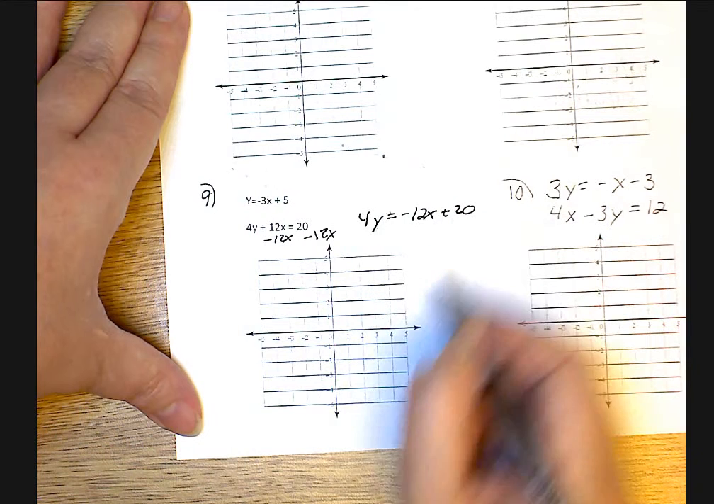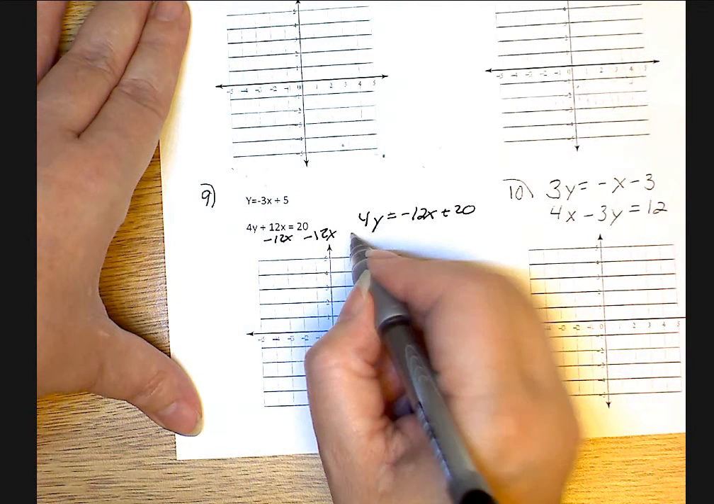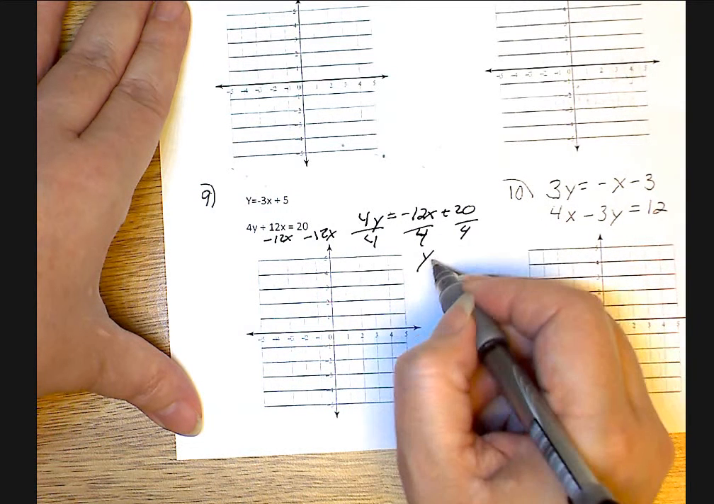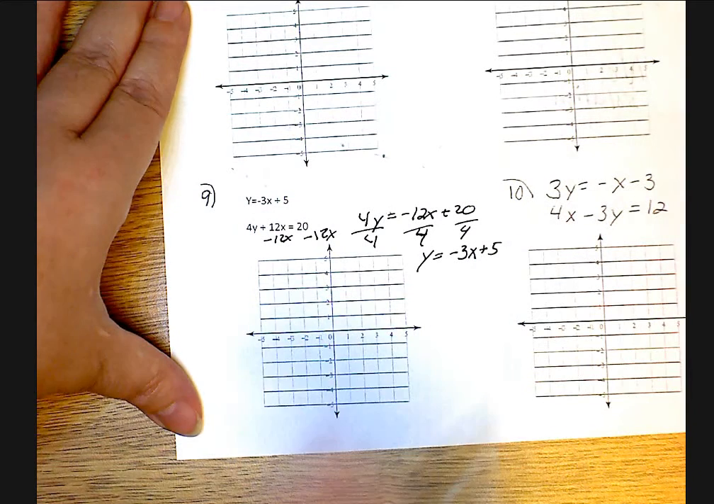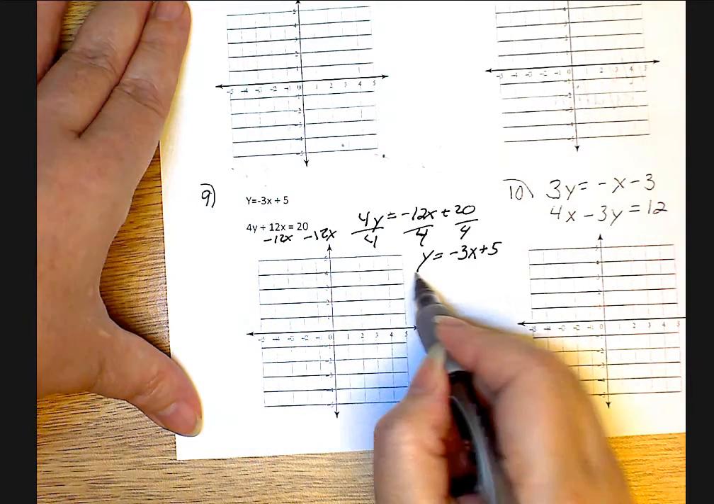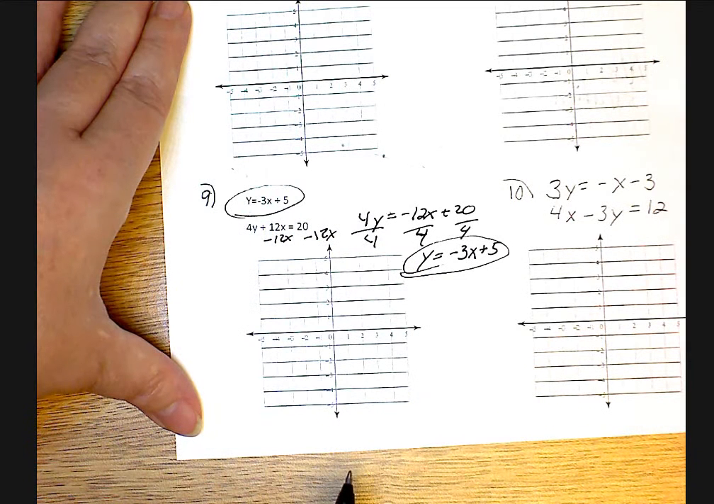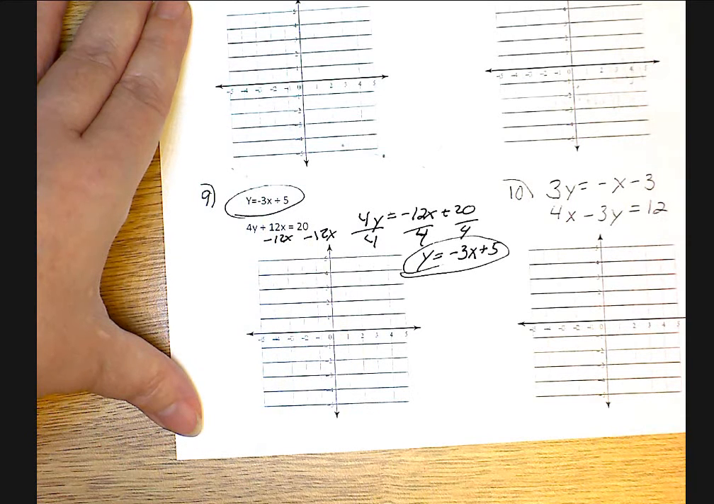Then what? You're going to divide by 4. I'm going to divide by 4, and then 12 over 4, so I get y equals -3x plus 5. So when I look at this, when you look at the first one and that one, what happened? They're identical. Same line. So what's our solution? Infinitely many.